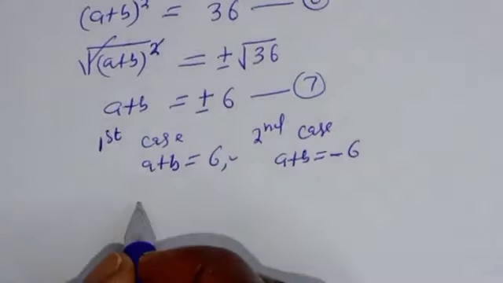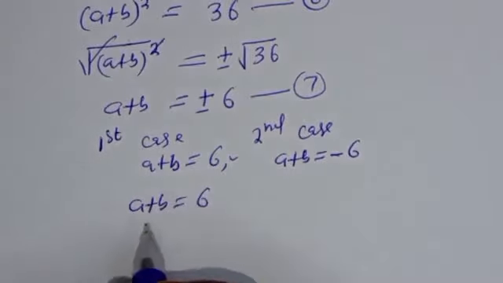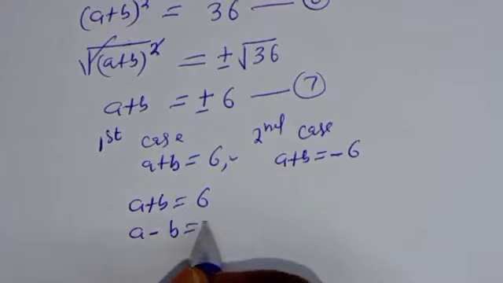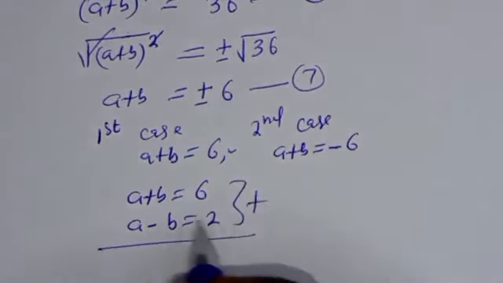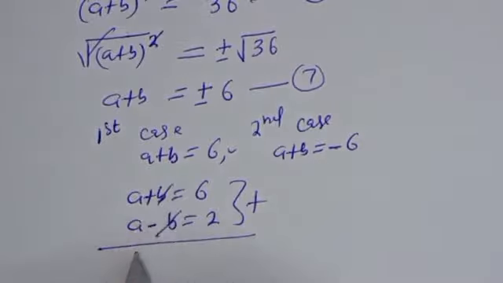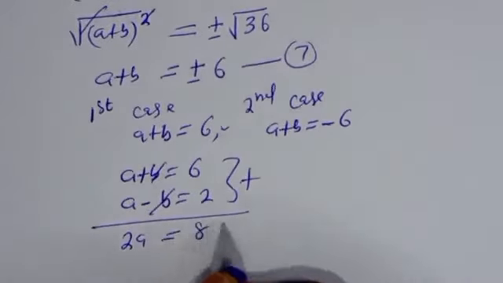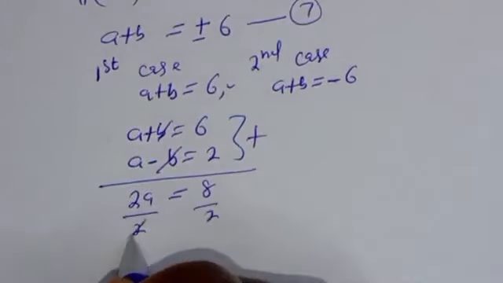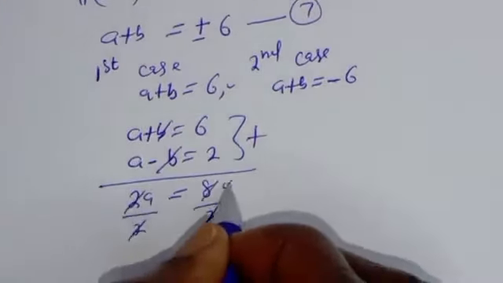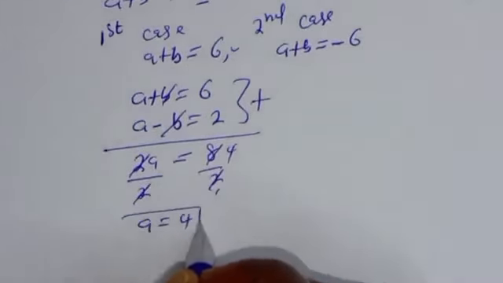Let's consider a plus b is equal to 6. Then equation 1 is a minus b is equal to 2. Let's add the two equations together. This will cancel this. A plus a, 2a is equal to 8. Divided by 2, divided by 2. This will cancel this. 2 here 1, 2 here 4. Then a is equal to 4.